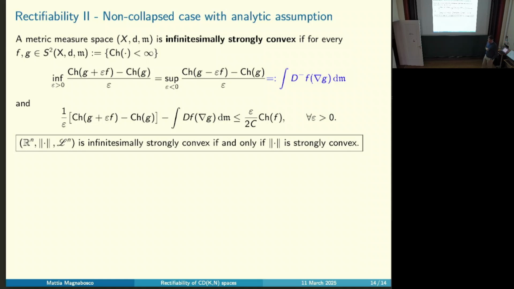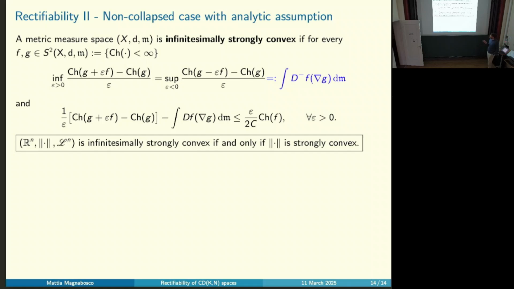But this, of course, is only for small dimensions, and then we also have a result for any dimension, but we have to add a couple of assumptions. And the first one is this one, and I will not go into the details of this, but this assumption is called infinitesimal strong convexity, and it's an analytic assumption, if you want, which is reminiscent of infinitesimal Hilbertianity, but it's actually much weaker. So this is analytic, meaning that it's formulated in terms of the Cheeger energy as infinitesimal Hilbertianity.